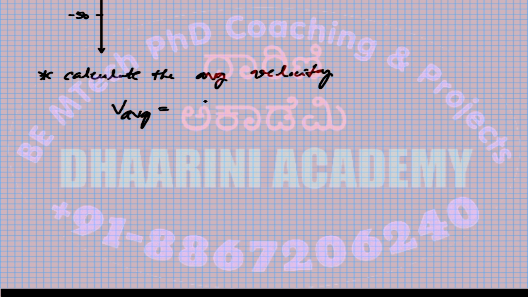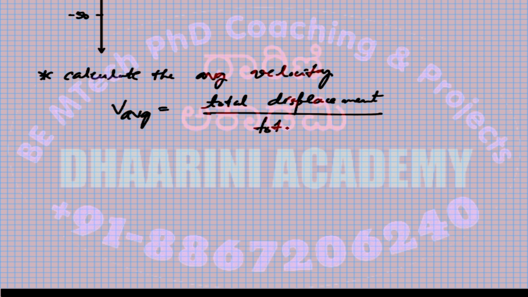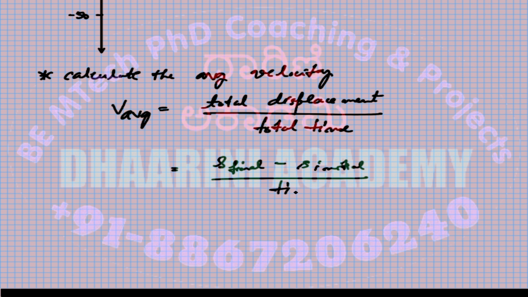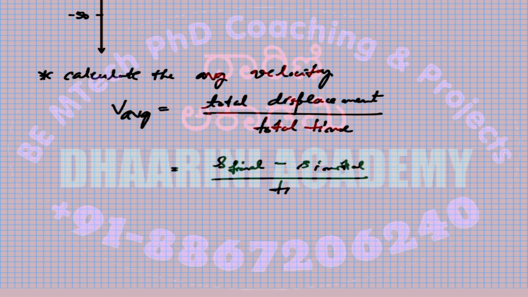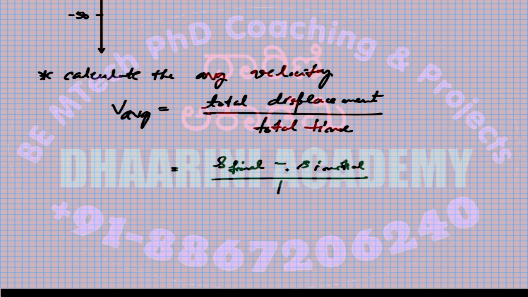Average velocity is nothing but the total displacement divided by the total time, correct? So I need to calculate the total displacement. That means S final minus S initial, whole divided by the time. Okay, so time is very clear. The object is actually moving for how many seconds? For 16 seconds. 0 to 16. So I can directly write this as 16.